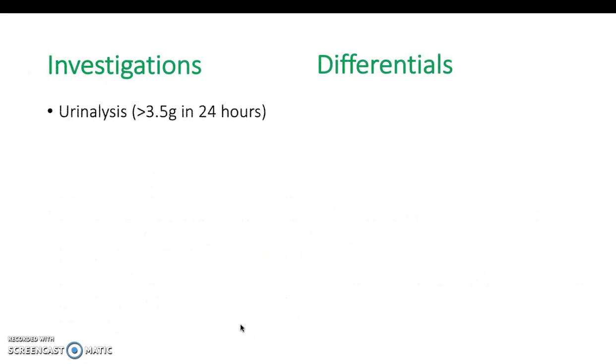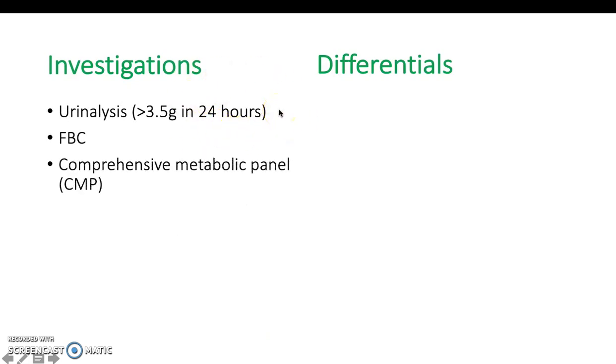Okay, so investigations. You do urinalysis, and this would be a 24-hour urinalysis. You're looking for those proteins in the urine.